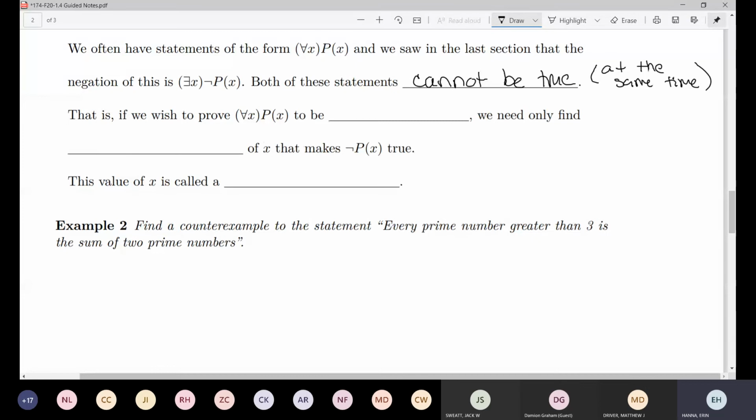Anyway, where was I? If we wish to prove for all x, p of x to be false, that means we only need to find one value that makes not p of x true. We need to find that there exists an x such that not p of x. Because then that statement would be true, and therefore the for all x, p of x would be false. This value of x is called a counterexample.